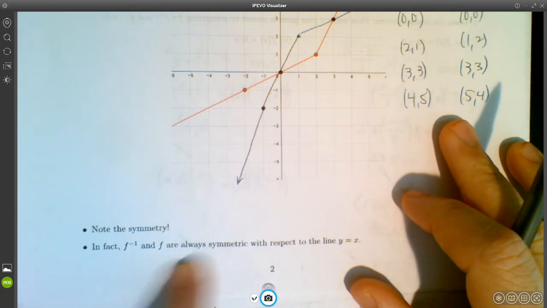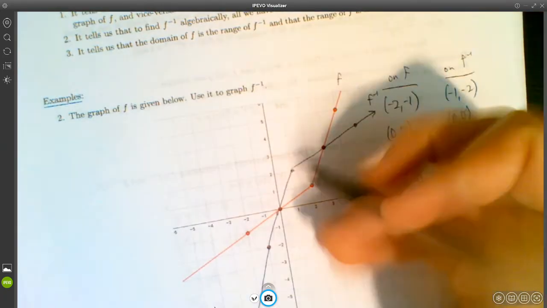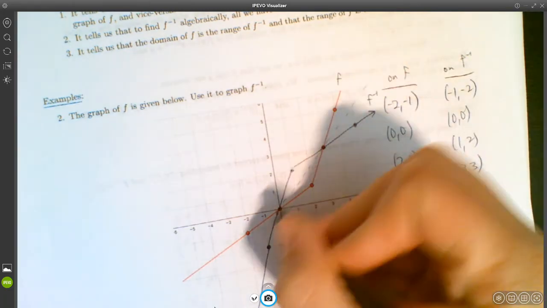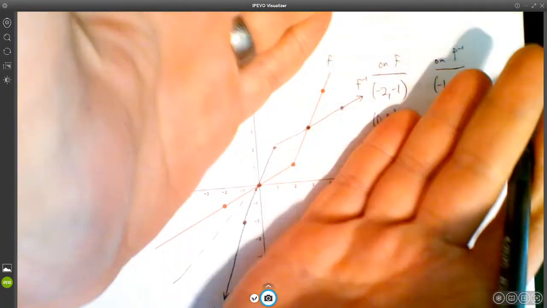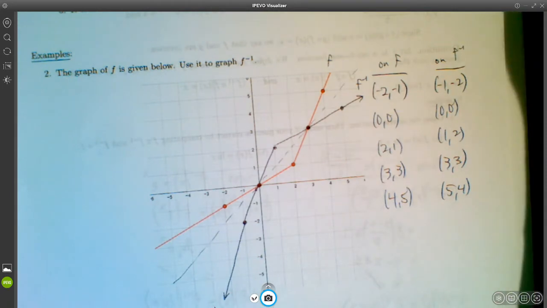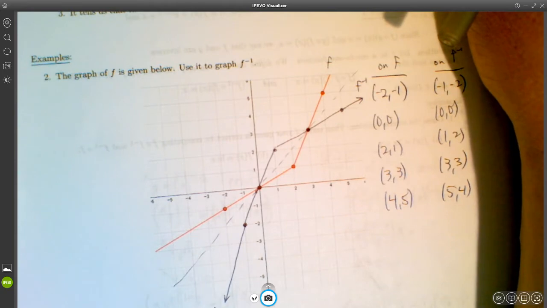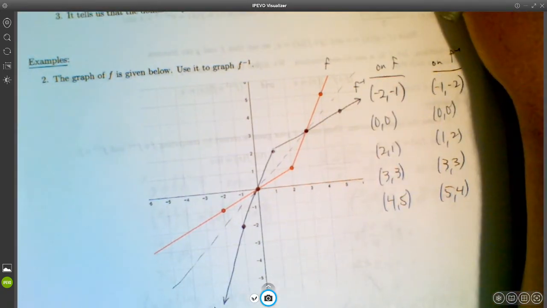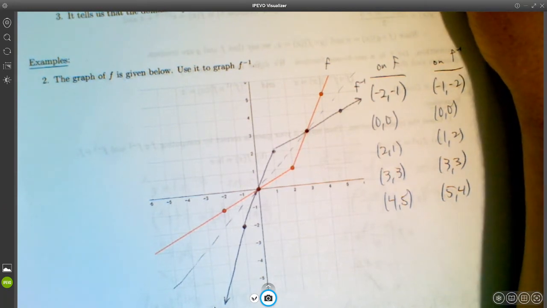f inverse and f are always symmetric with respect to the line y equals x. In other words, they're symmetric about this straight line right here. If you fold across that line, the two graphs are going to match up. That's always true of inverses. The inverse function is always symmetric about the line y equals x with the original function. So that's kind of a cool thing about inverse functions.